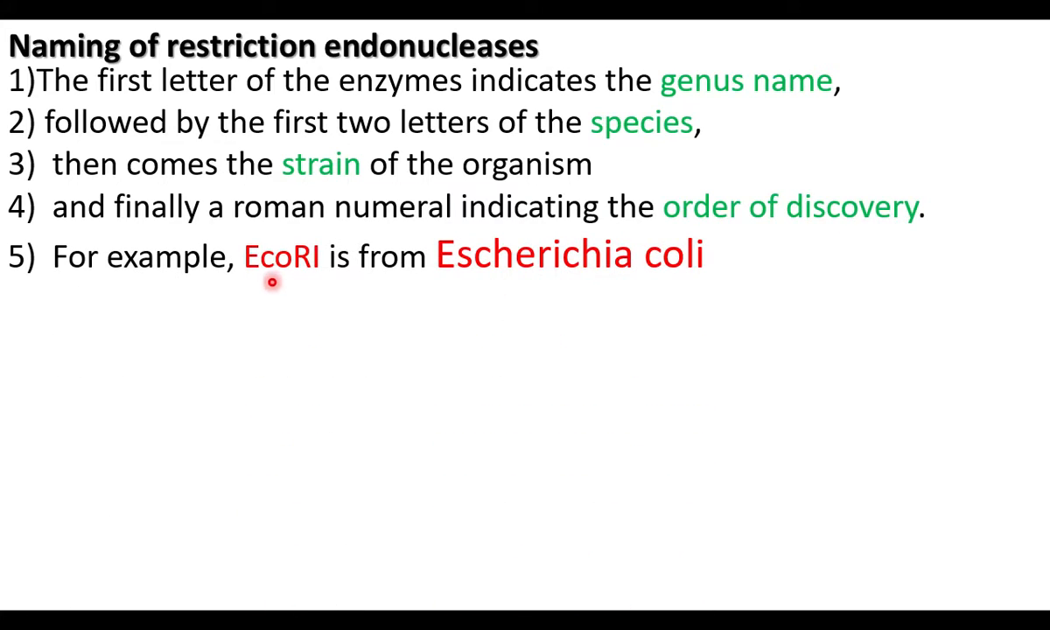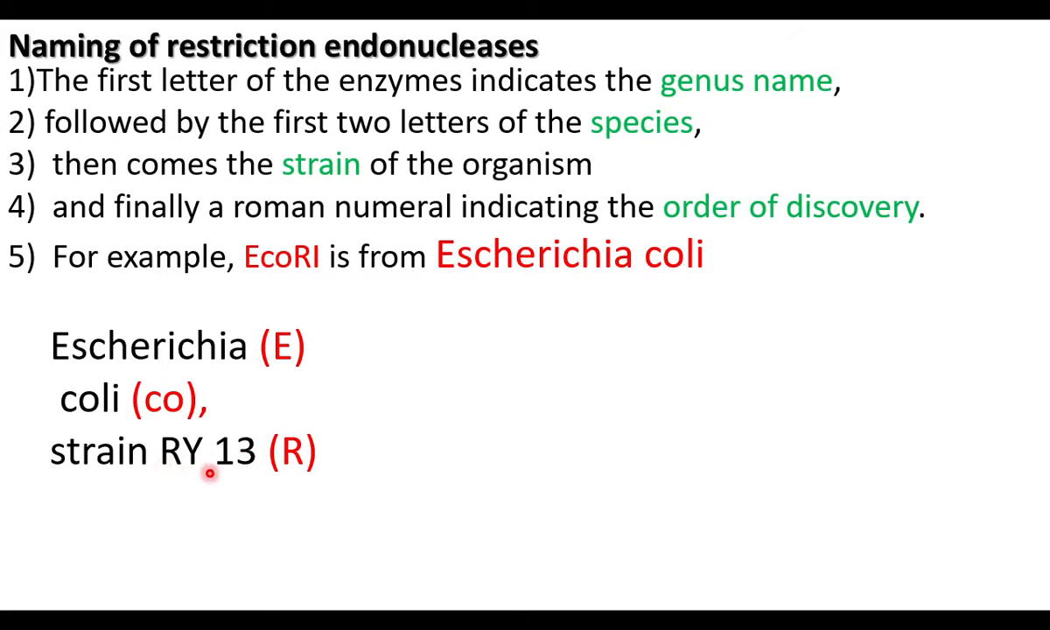Example, EcoRI is the restriction enzyme from Escherichia coli. First letter of the enzyme indicates genus name. So E, first letter, Escherichia, genus name. Then co, first two letters of the species. Third, strain, RY13. The strain is RY13. So R, EcoR.